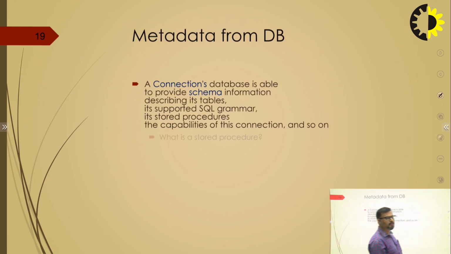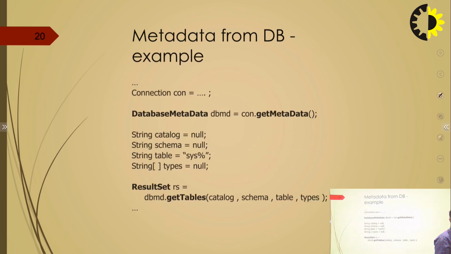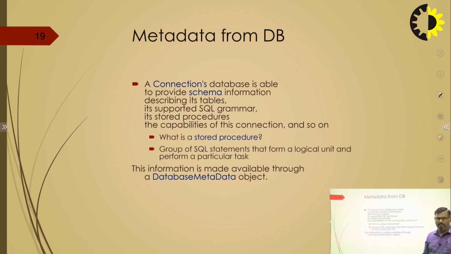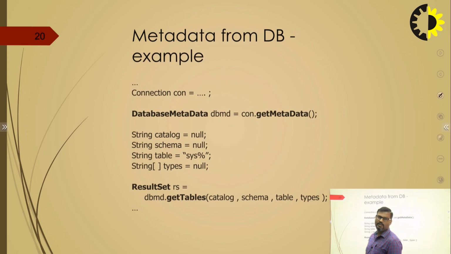Next we will discuss metadata from the database. What is metadata? A database connection is able to provide schema information describing its tables, its supported SQL grammar, its stored procedures and the capability of this connection and so on. And here one point is also coming: what is a stored procedure? A group of SQL statements that form a logical unit and perform a particular task. So this information is made available through the DatabaseMetaData object.